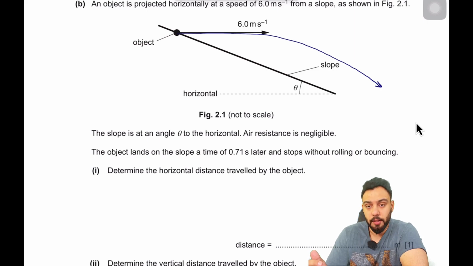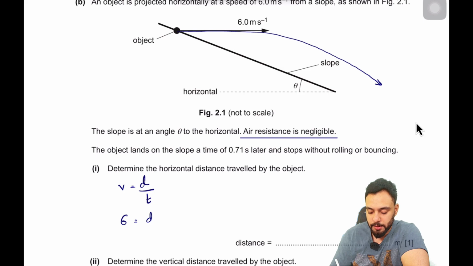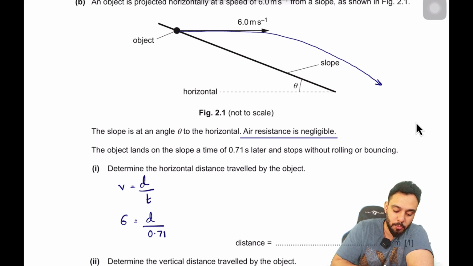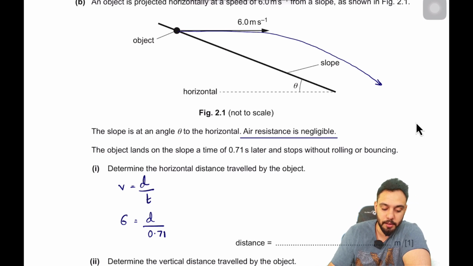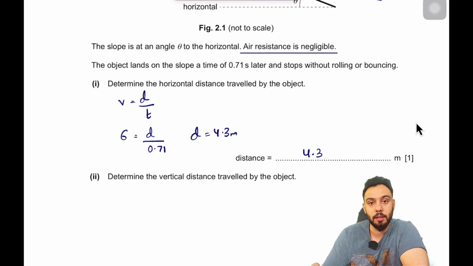So first of all, they're asking you about the horizontal distance. As they have said, air resistance is negligible. Definitely the horizontal speed is not going to change. So we can use speed equals distance over time. So the speed in the horizontal direction is 6. You do not have the distance, but you have the time, that's 0.71. So you just have to multiply them together and you would get the horizontal distance, and the distance is 4.26. My value is 4.26. So to two significant figures it is going to be 4.3 meters.